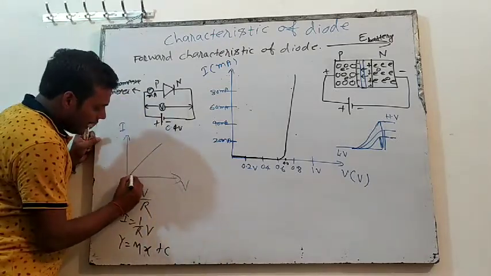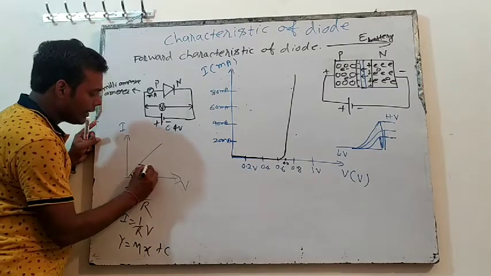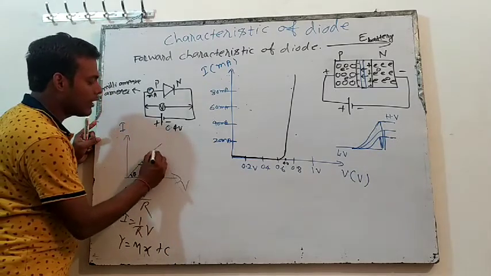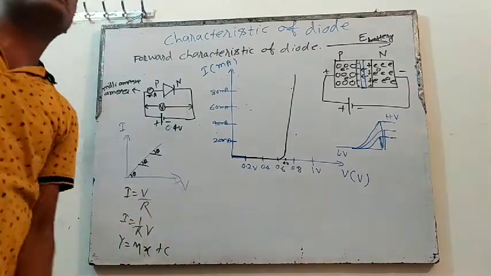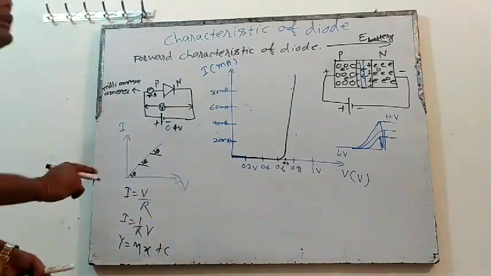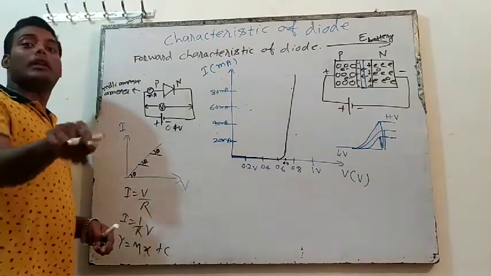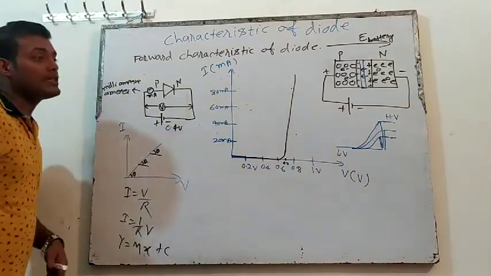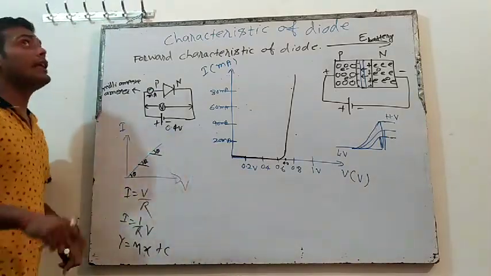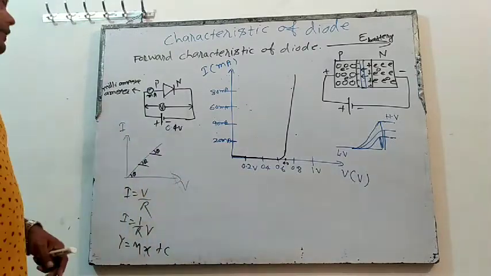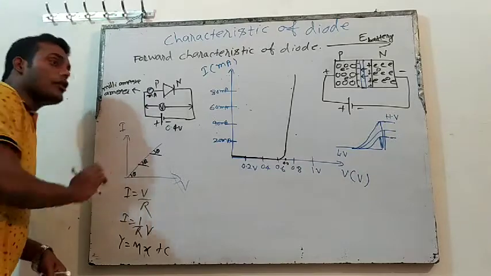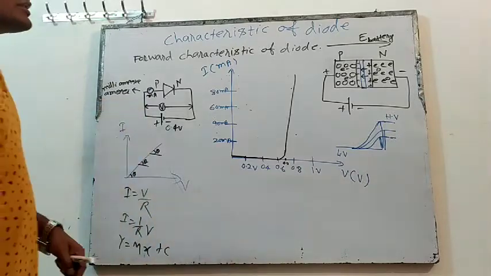Here see, the angle with the x-axis is theta, then here also the angle with the x-axis is theta, and here also theta. So this angle with the x-axis is not changing, and we know that the angle with the x-axis is known as slope. So actually the slope is not changing, that means resistance is not changing, that means this is a graph of constant resistance. Because in this graph the slope is constant.